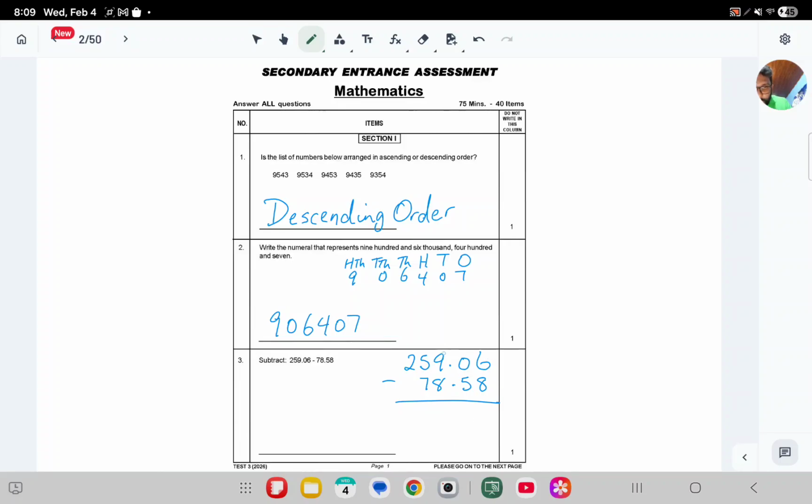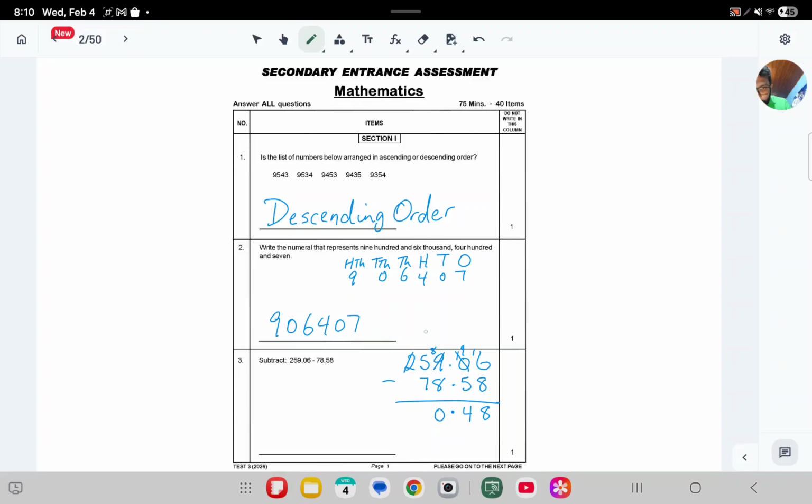6 cannot take out 8, so we take one from the nearest whole number, which is 9, remain with 8, here becomes 10. Take one from 10, here becomes 9, here becomes 16. 16 take away 8 is 8. 9 take away 5 is 4. Bring up the point, you just put it back. 8 take away 8 is 0.